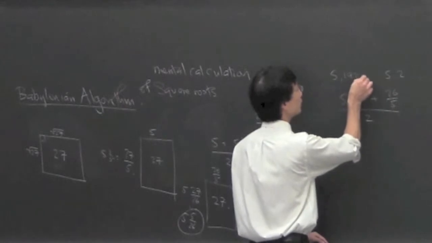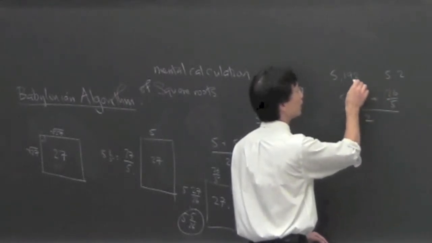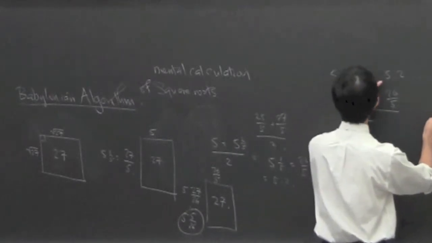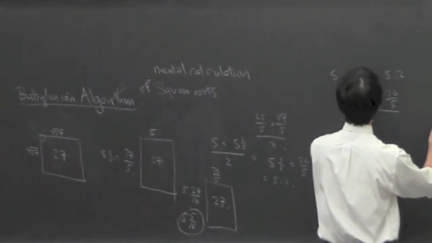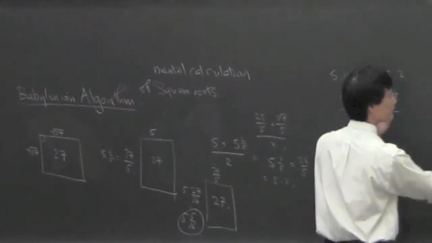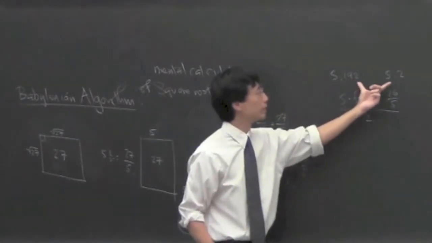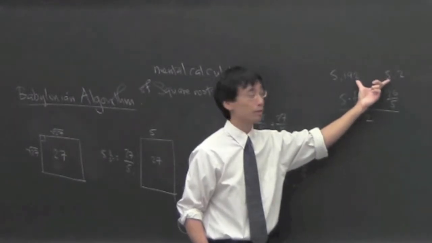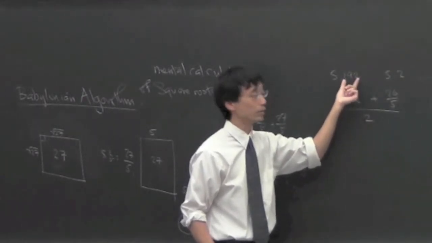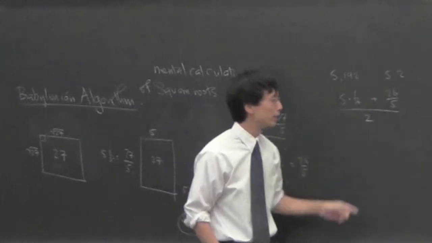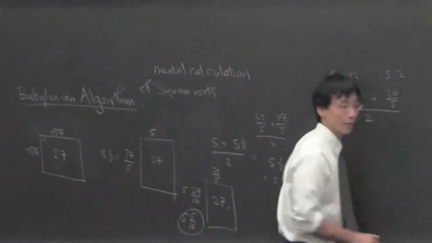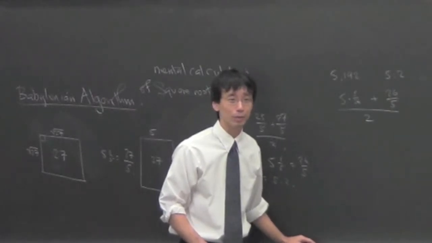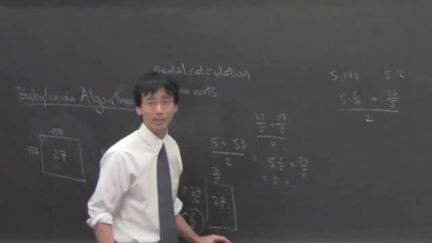0.192, 192, something. Okay, so you take the average of these two lines, right? And the average would be 5.196, right? The distance between these two guys is 0.008, so you add 0.004 to this guy. And so the second guess would be 5.196, which is very close to the actual square root. And you just keep on going.